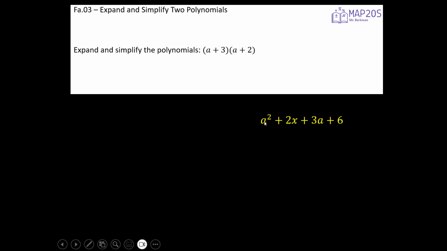So a times a gives us a squared, a times 2 gives us 2a, sorry, and then 3 times a gives us 3a, and 3 times 2 gives us 6. Now, again, remember, this should be an a. I apologize for that. But when we combine these together, so 2a and 3a, we're going to get 5a, which gives us our completed polynomial. So this is just, again, a way of multiplying them out. We have to make sure we take everything in the first polynomial and multiply it to each term in the second polynomial.